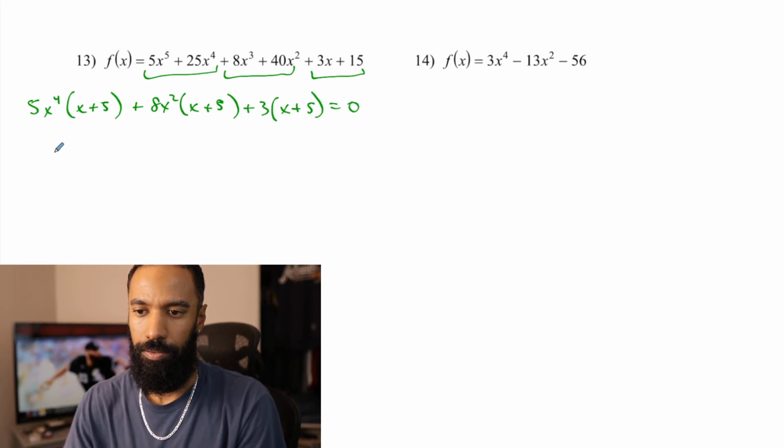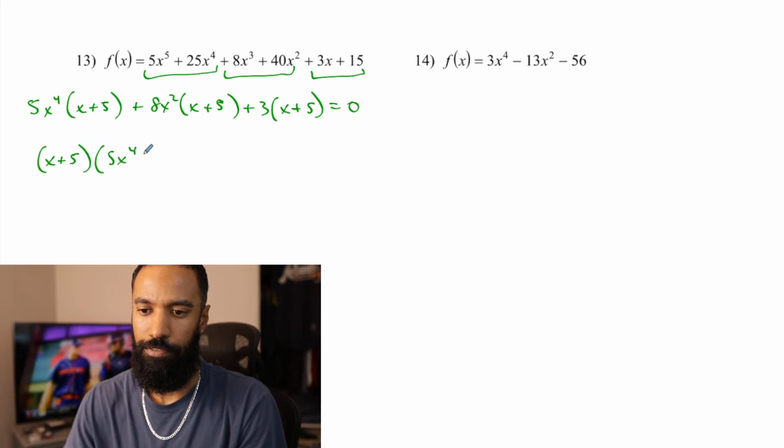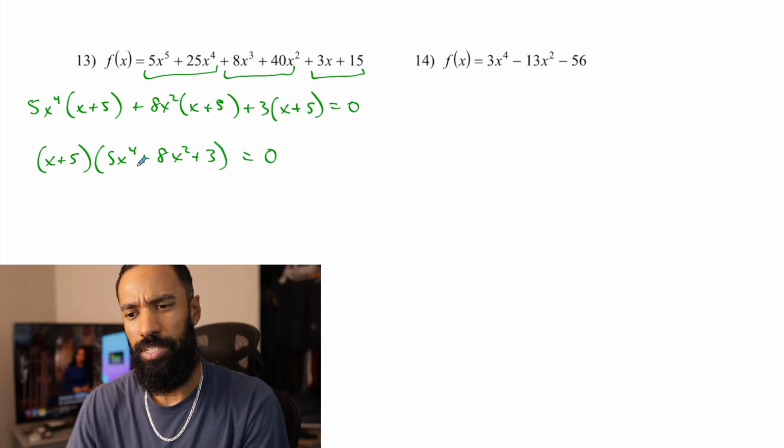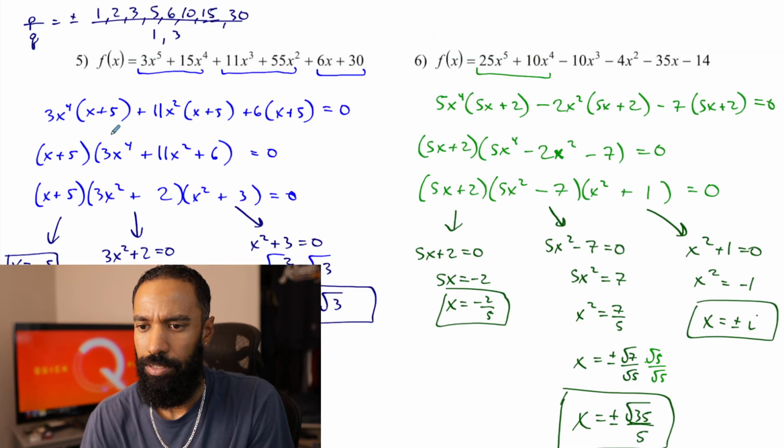Okay, so that's x plus 5 times 5x to the 4th plus 8x squared plus 3. Does that not look like one we did before? Did we have one with 5x to the 4th, 8x, and 5x?